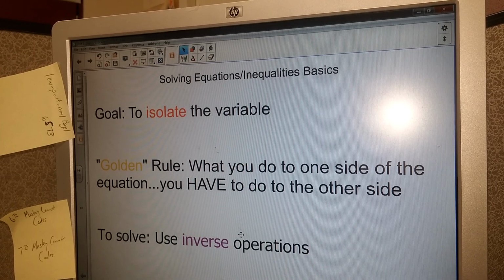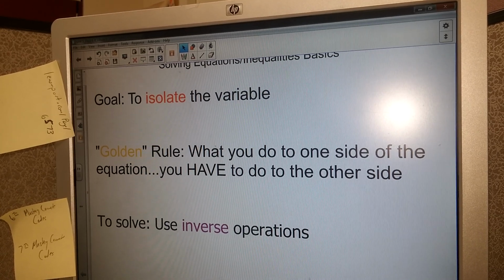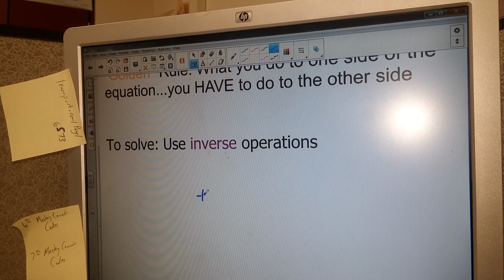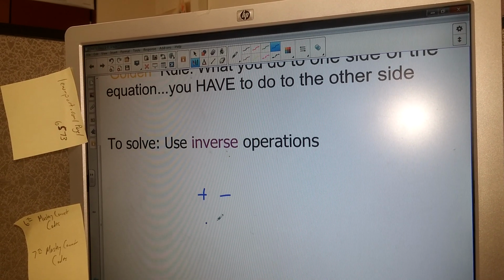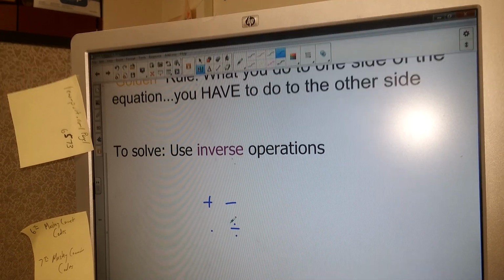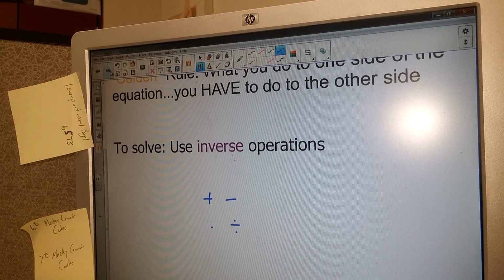And to solve, you use inverse operations. Inverse is a fancy word for opposite. The inverse of addition is subtraction. The inverse of multiplication is division. Therefore, the inverse of subtraction is addition, and of division is multiplication.